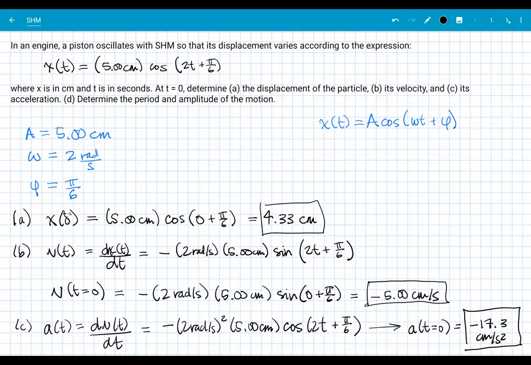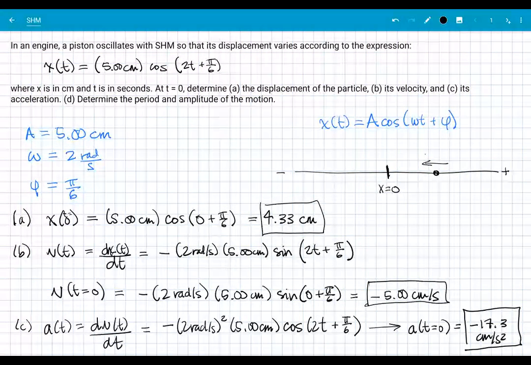So this would be, for instance, a particle that has a positive displacement. Here is x equals 0. Say there's my equilibrium point, and say I have positive x going to the right and negative to the left. Then I could say, where is the particle, right? It's here at positive 4.33 centimeters, but its velocity and acceleration are both directed to the left, and it's speeding up to the left.